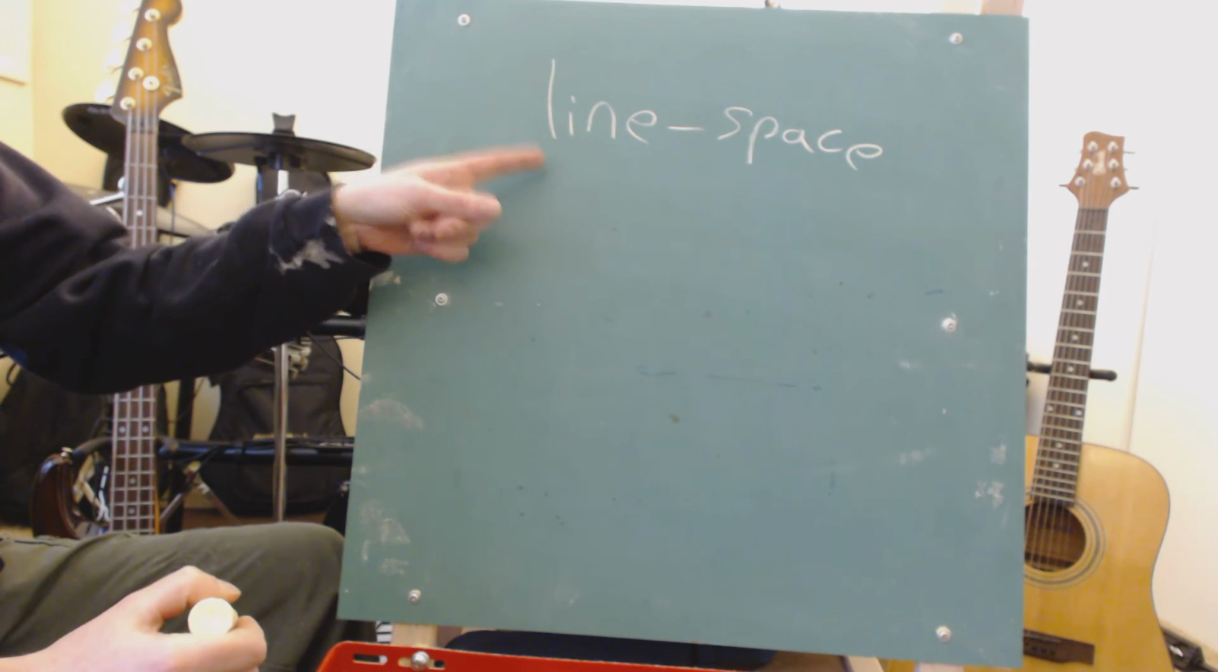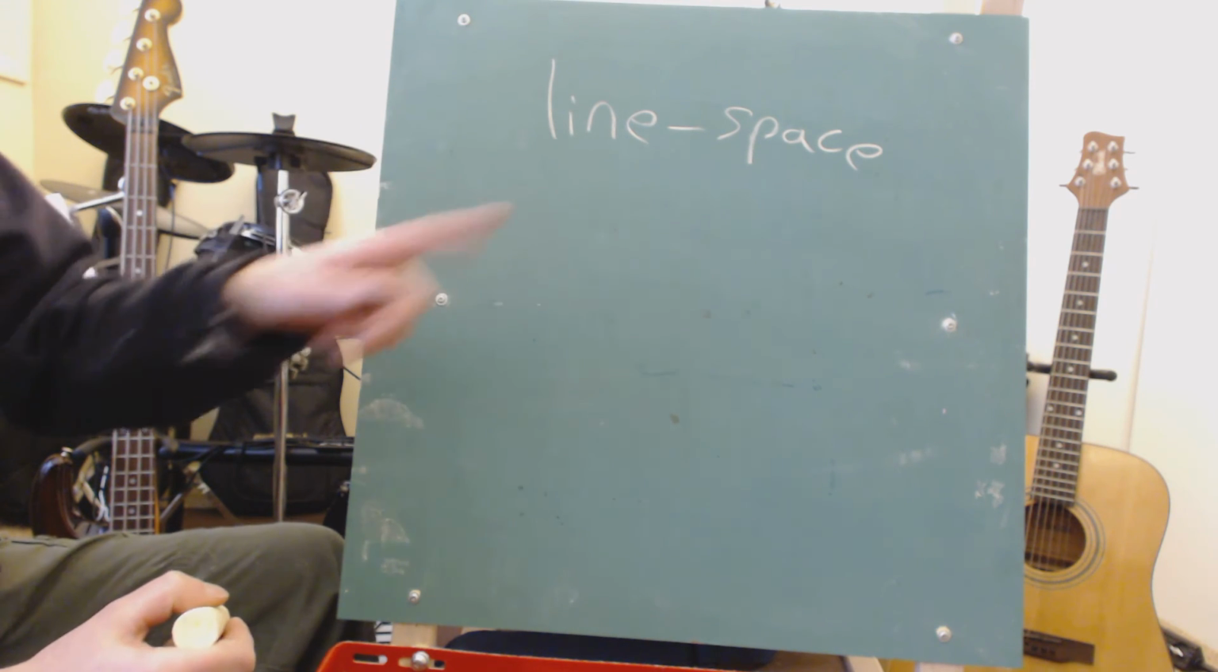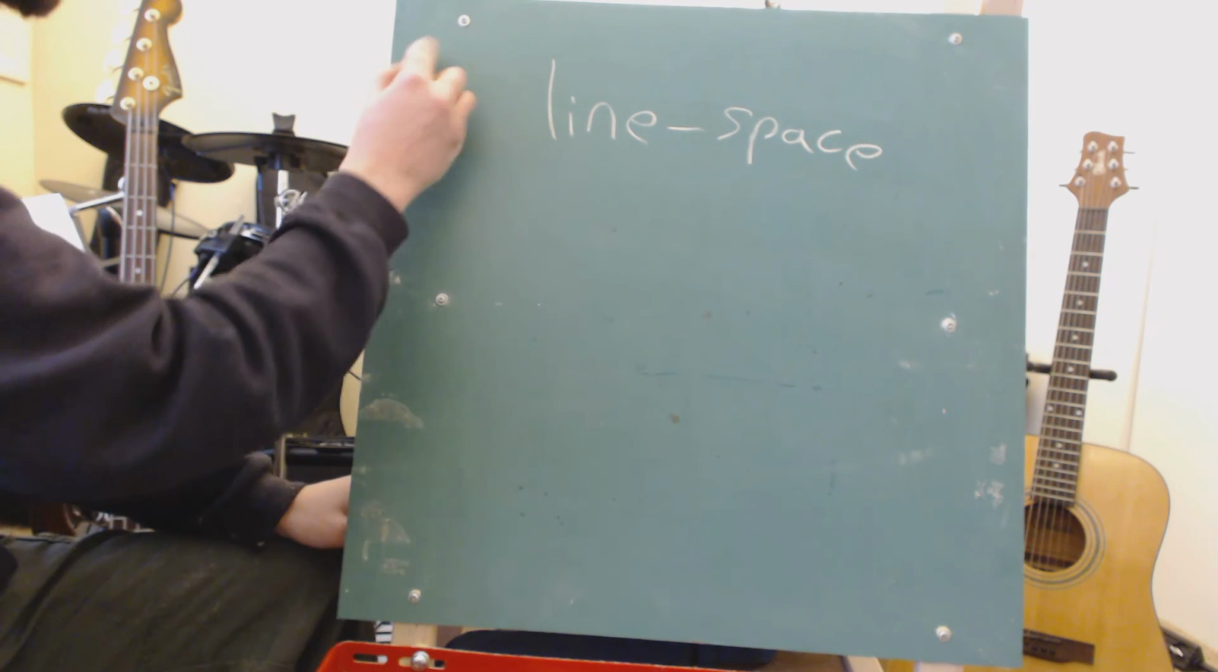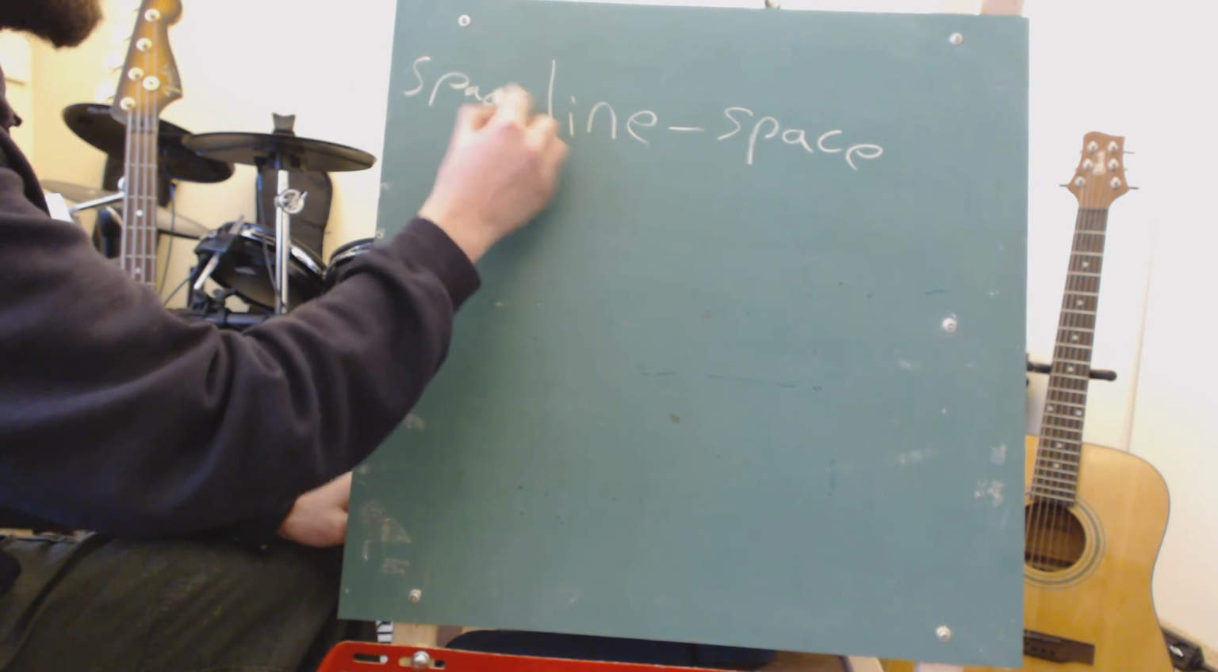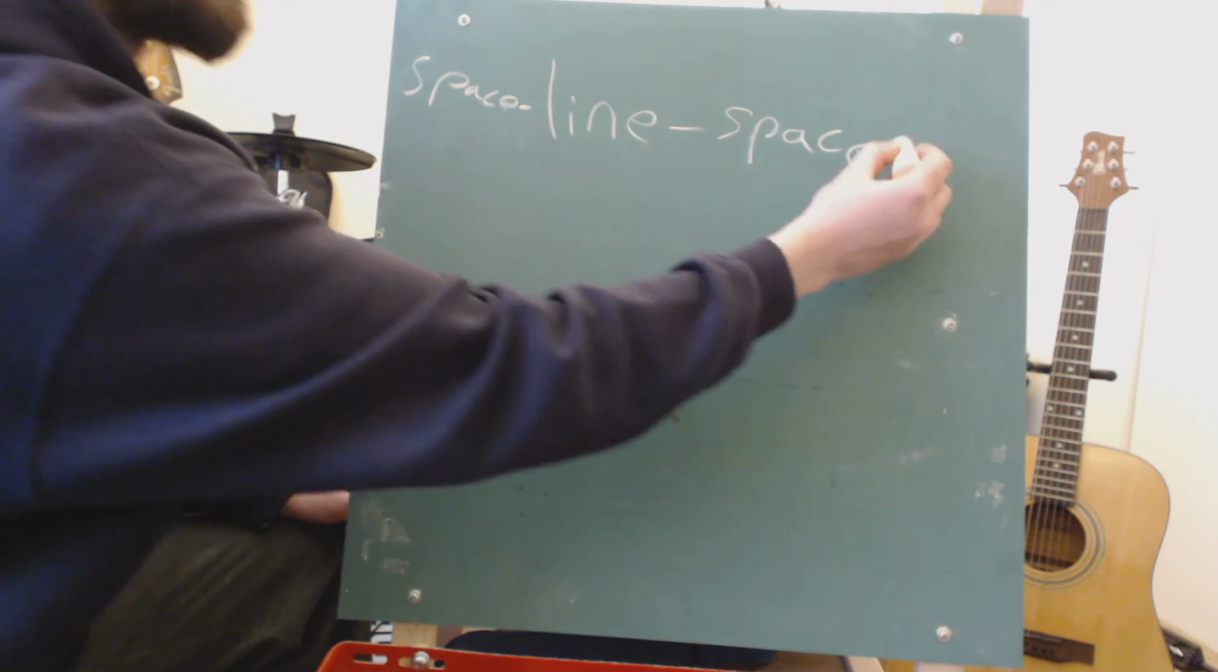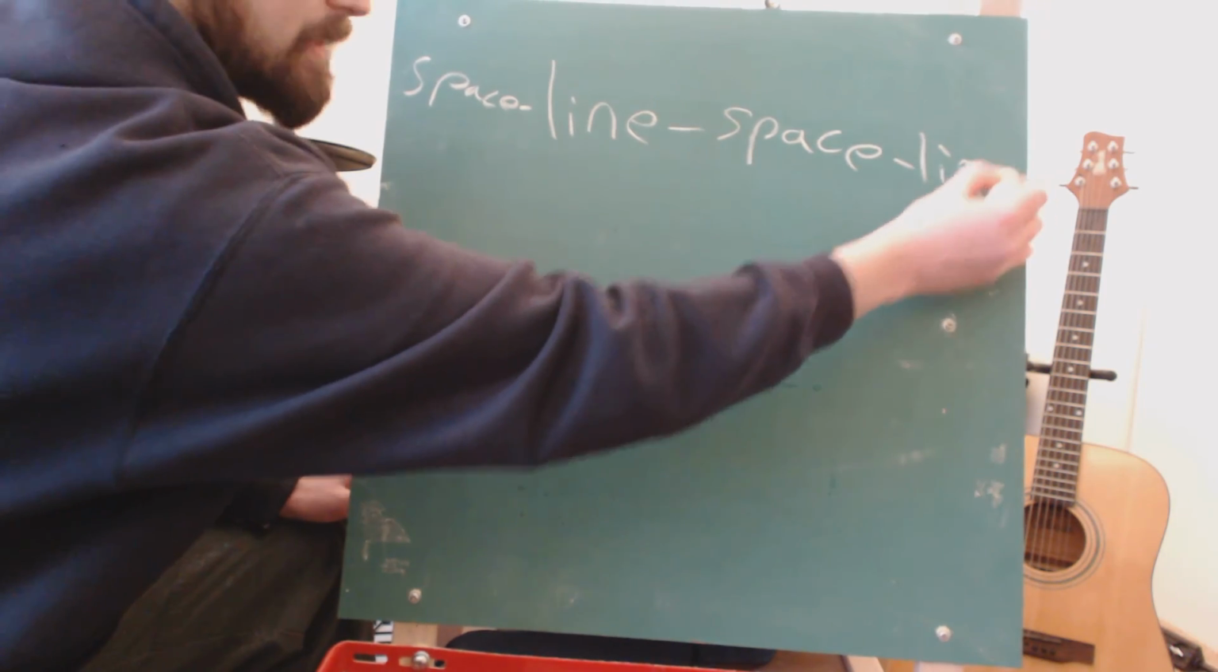That's the pattern. Line, space, back and forth. It doesn't matter which one you start on. It's the one that isn't there. There's only 2.